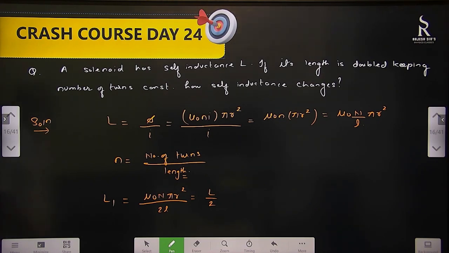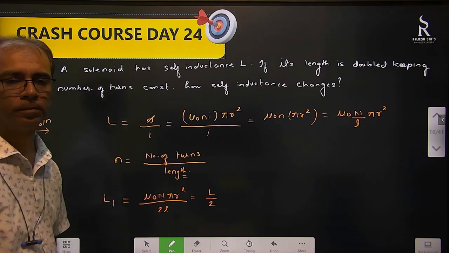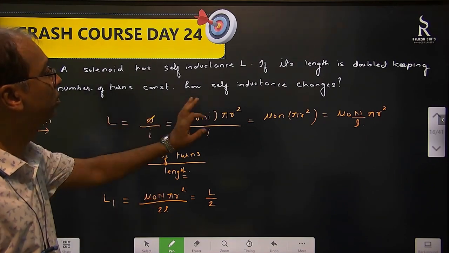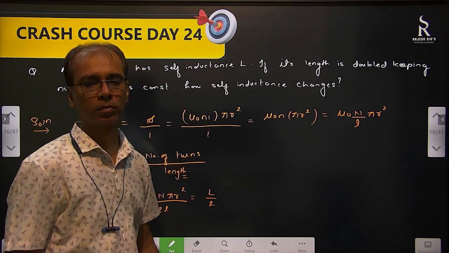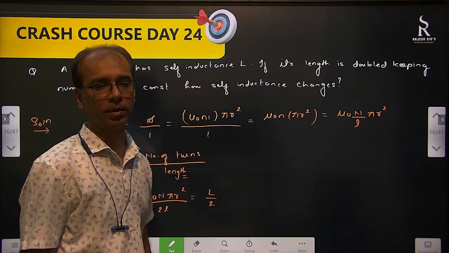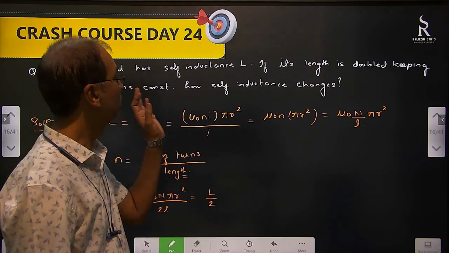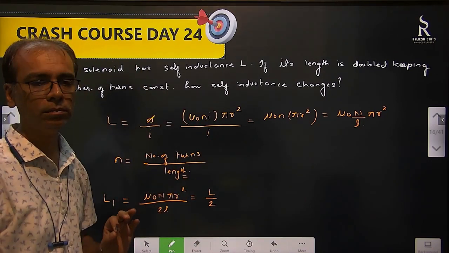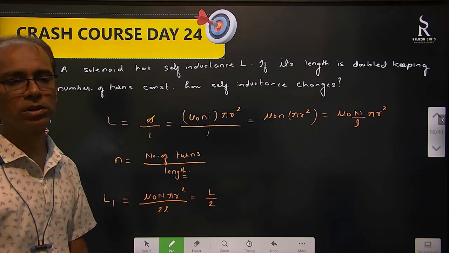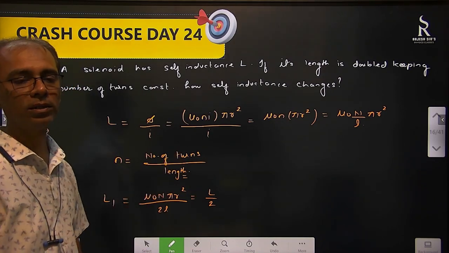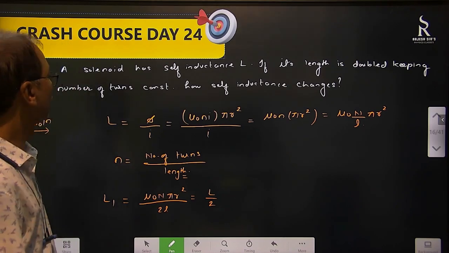So we need to understand the question, then only we can solve. If we are going to see this, number of turns is constant and we consider this as small n is constant, then we'll write that nothing has happened. But he's not saying that. He says that length you are doubling, whereas number of turns you are keeping constant. That means capital N is kept constant, not small n. Okay, small n is in fact changed. Alright.